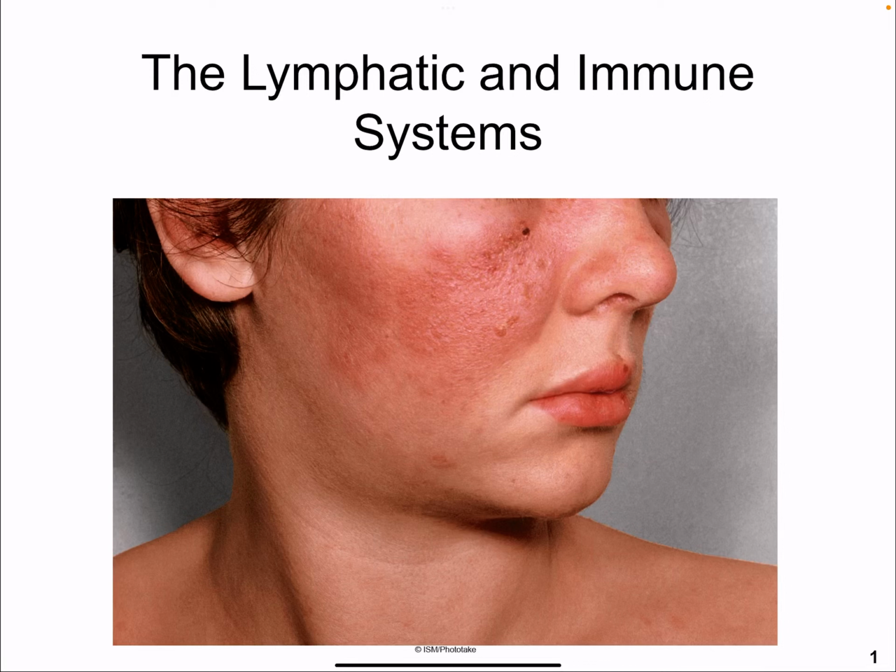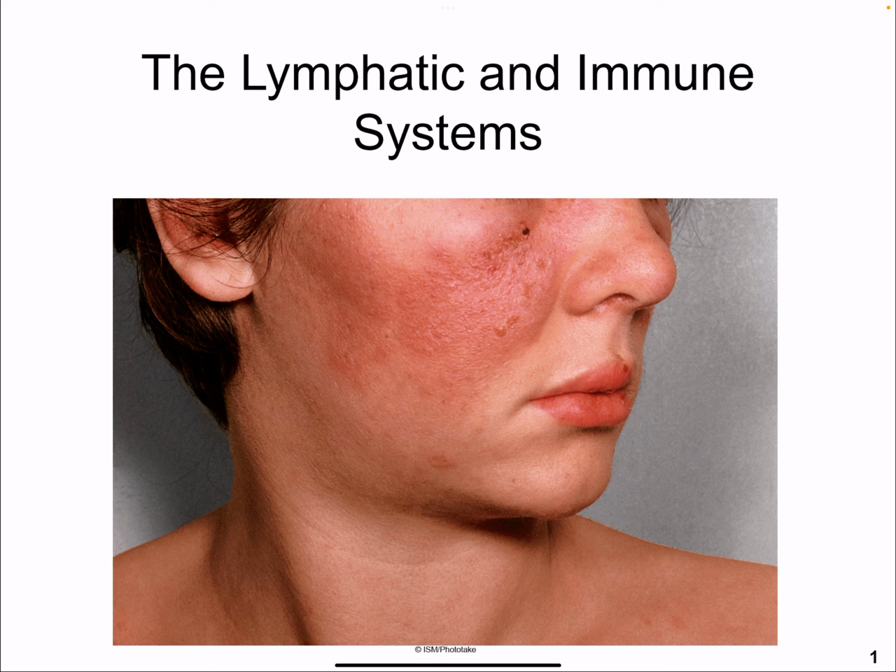Hello everyone. The picture on this slide is that of a young lady who is experiencing a health condition caused by lupus. Lupus is basically an autoimmune disease, a disease by which your own immune system is attacking your own cells, your own tissues, which is a problem. So that takes us to the lymphatic and the immune system.